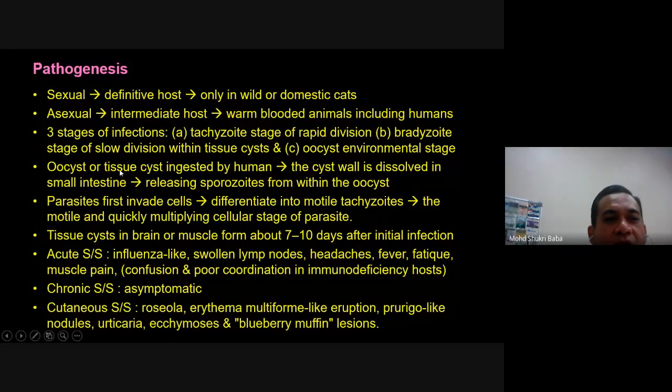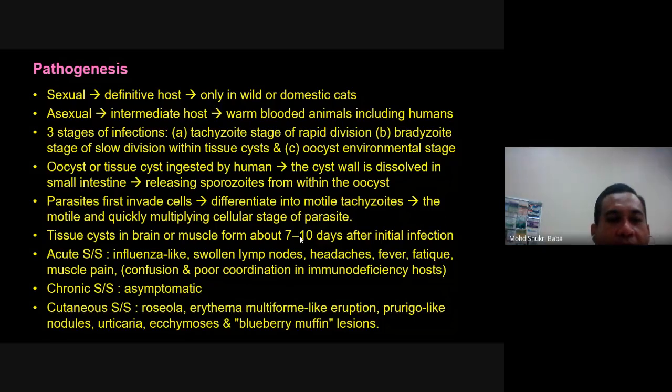Oocyst or tissue cyst ingested by human can lead to the cyst wall being dissolved in the small intestine, and lama kelamaan they will release sporozoid from within the oocyst. Parasite first invade cells and then differentiate into the motile tachyzoid, the motile and quickly multiplying cellular stage of the parasite. Saya rasa ini saya dah beritahu dalam proses differentiation empat morfologi tadi.